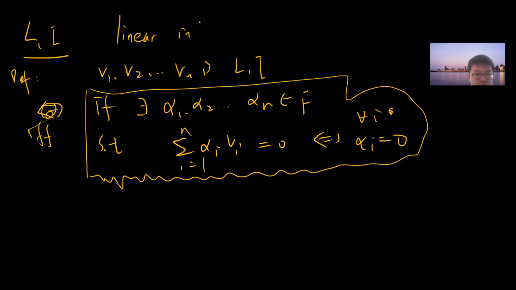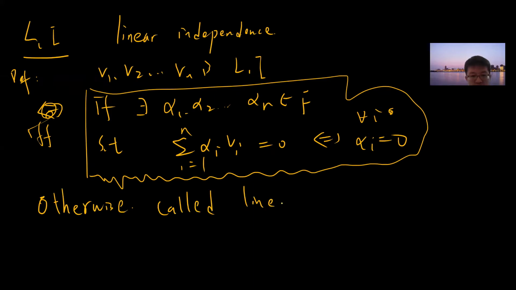So let me just write down the words, linear independence. Okay, and otherwise it is called linearly dependent. So this is linear independence or linearly independent, and otherwise linearly dependent.